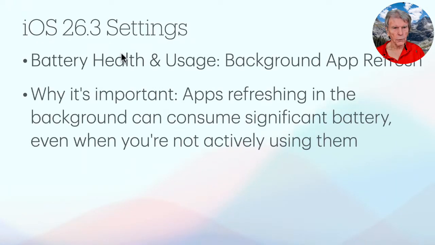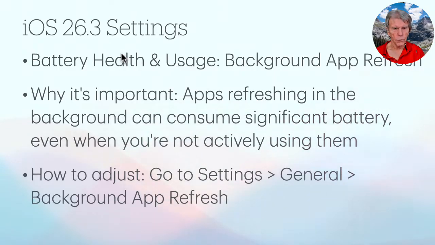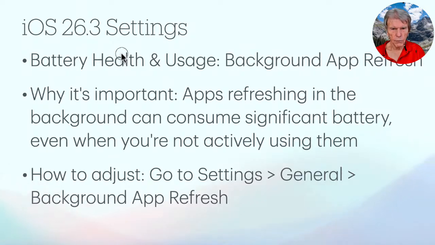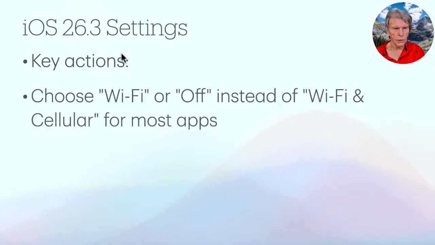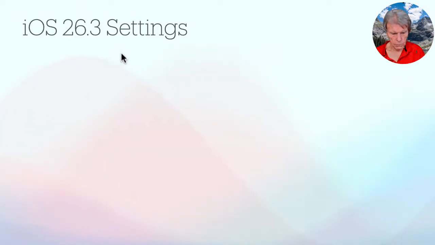So battery health and usage, the background app refresh. It's important because apps refreshing in the background can consume significant battery even when you're not actively using them. So to do that, you go to Settings and General. And my iPhone is acting up here. And background refresh, and then you want to choose Wi-Fi or off instead of Wi-Fi and cellular on most apps.